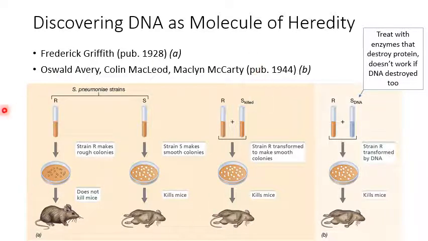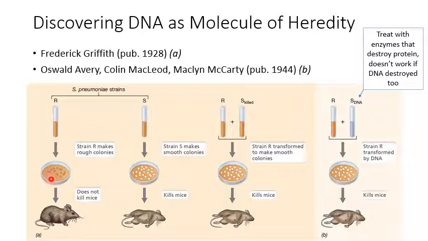So this first part of the diagram is Griffith's experiment. He took a specific bacterial species, Streptococcus pneumoniae, which is known to cause pneumonia. And he had realized that there's two different strains of Streptococcus pneumoniae, the R strain and the S strain. The R strain, when you culture it, makes colonies that are rough, and that's why it's called R. The S strain, when you culture it, makes colonies that are smooth, which is why it's called S.